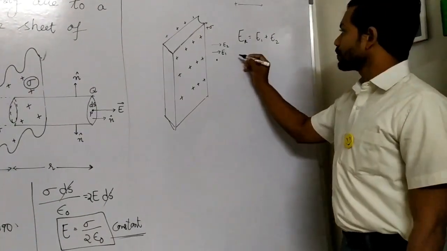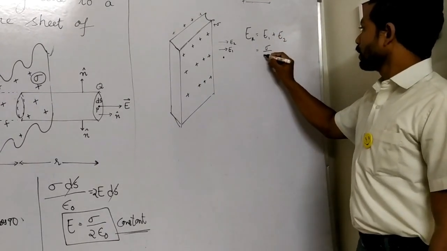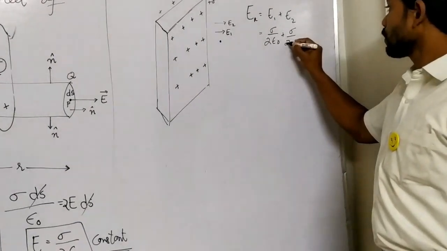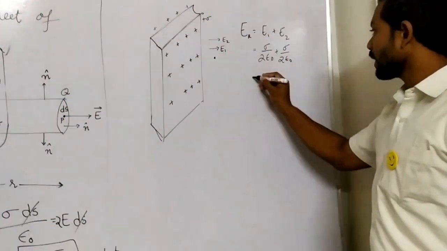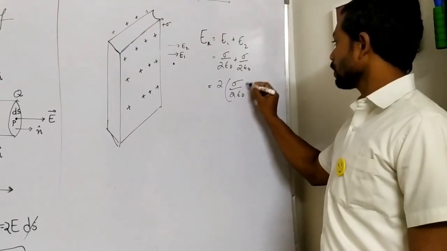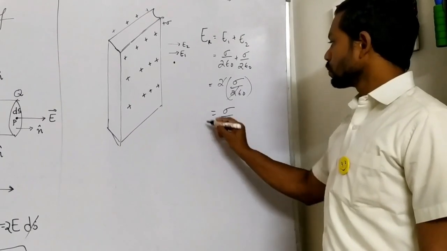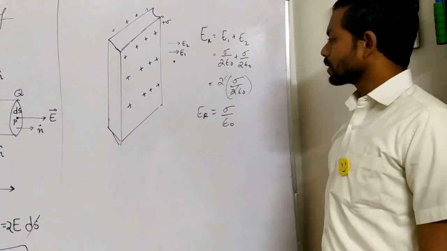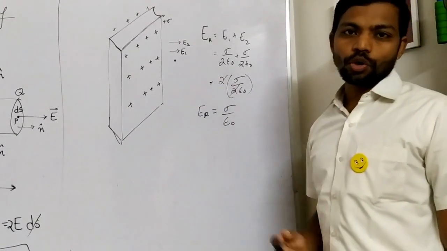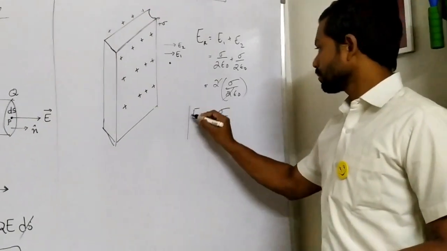Going with the value which we have derived earlier, for E1 it is sigma by 2 epsilon naught, and for E2 also we'll go with sigma by 2 epsilon naught. So on adding we will get 2 sigma by 2 epsilon naught. The 2 cancels, and you get sigma by epsilon naught. So this is the resultant electric field intensity at this point due to a thick infinite sheet of uniform surface charge density, right?